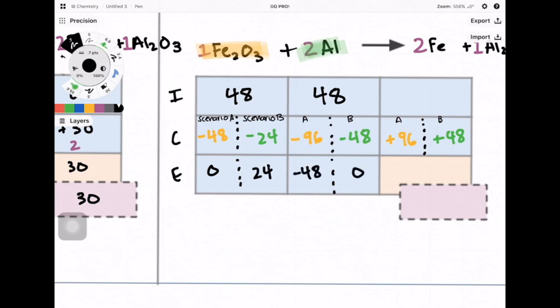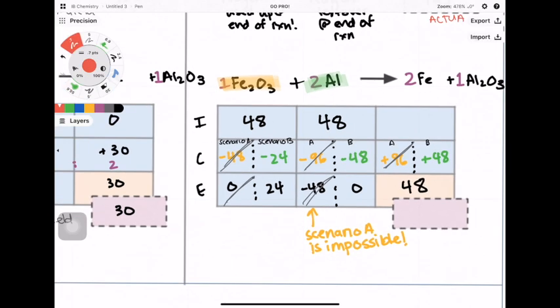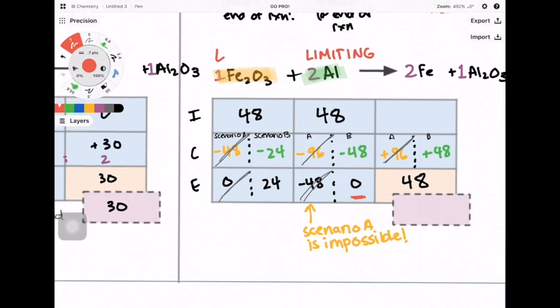For calculating the end moles, you'll notice something particular. In scenario A, we have a negative ending amount of moles. That's impossible. We can't end with a negative amount of moles. So scenario A is impossible, so I'm going to cross it out. That's not what will happen. What will happen is scenario B, where I produce 48 moles of my product.